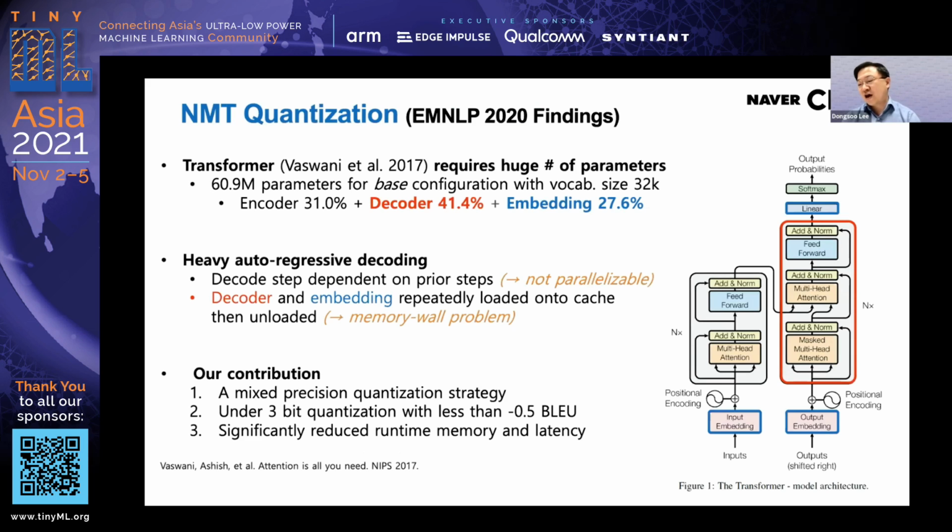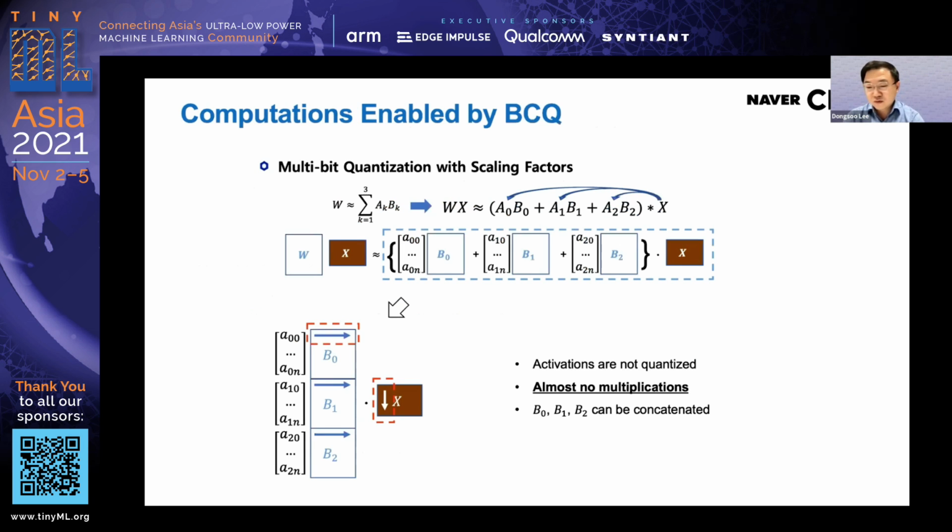So now we have a computational engine for BCQ. Let me discuss how BCQ can be applied to transformers efficiently. If we look into the structure of transformers, three major building blocks, namely encoder, decoder, and embedding matrix, are present.